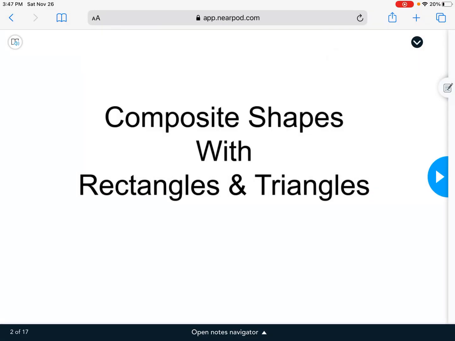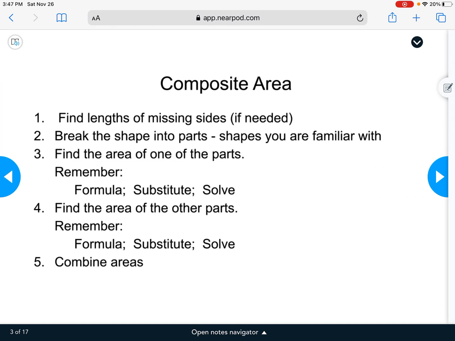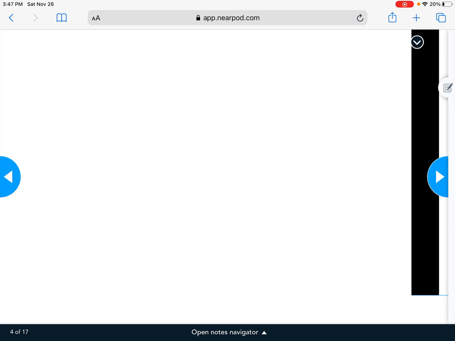Rubery, and today we're going to look at composite shapes with both rectangles and triangles. Just like before, you're going to find missing lengths of sides if needed. Break the shape into parts, shapes you're familiar with. And remember, for each of the parts, do formula, substitute, solve, and finally combine or add together the two areas. Let's look at some examples.